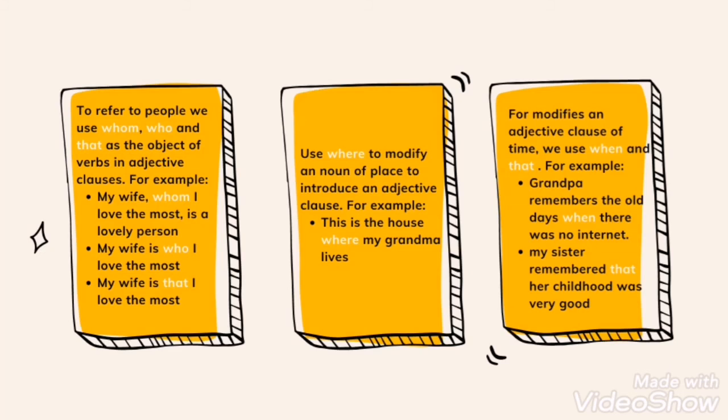In the middle, we have where, and it is used to talk about a place in the adjective clause. This is the house where my grandpa lives. On the right side, we have when, and we use it when we are talking about time in the adjective clause. Grandpa remembers the old days when there was no internet. My sister remembered that her childhood was very good.